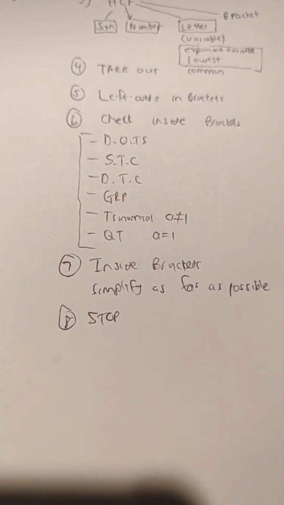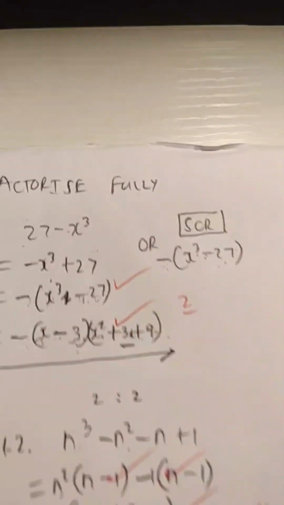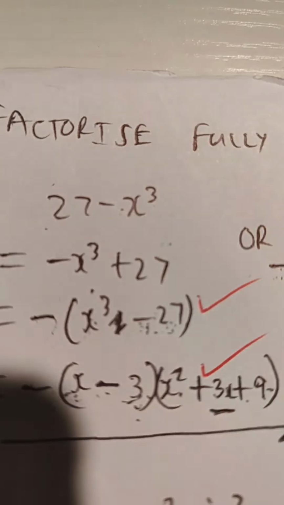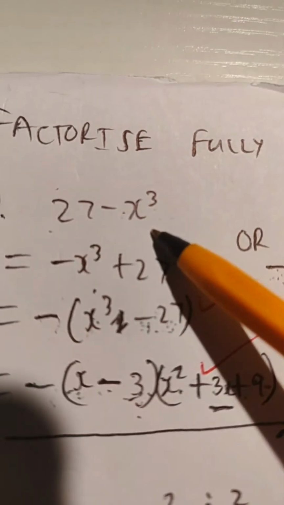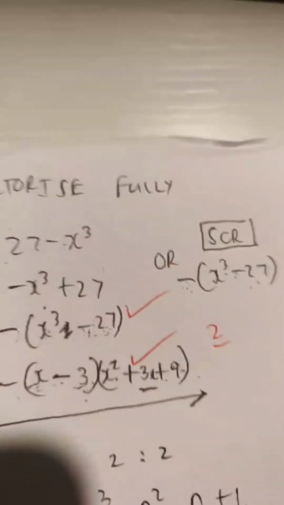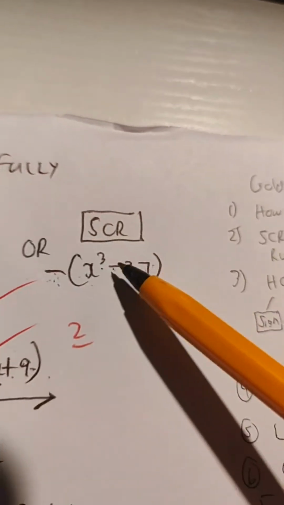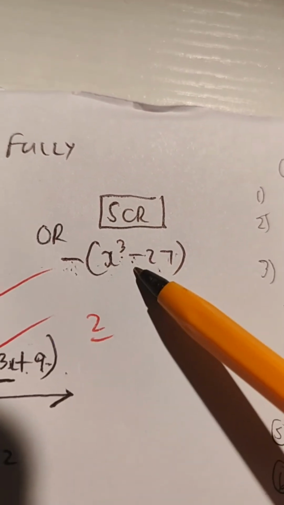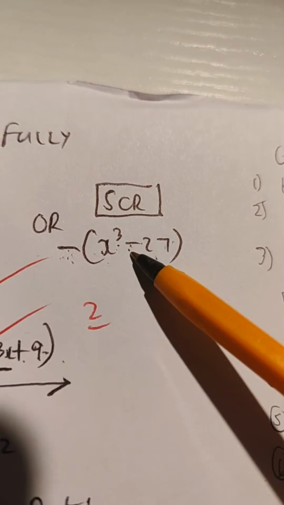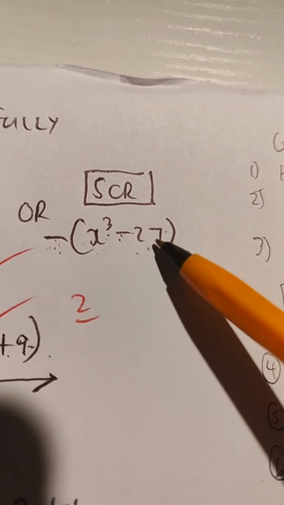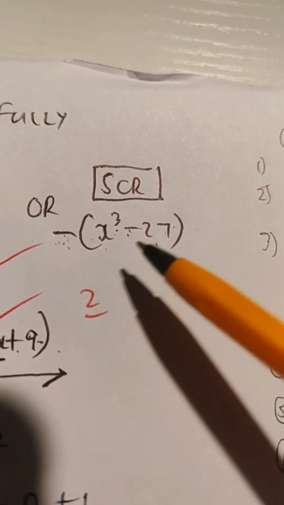Okay, so for instance, when we looked at this problem, we saw that there are how many terms? That's the first question we ask. There are 2 terms. Question number 2, should we apply the sign change rule? So here in this problem, we could see that the sign change rule can be applied. We can go that direction. Take out the negative sign, x cubed first, then minus 27 last.